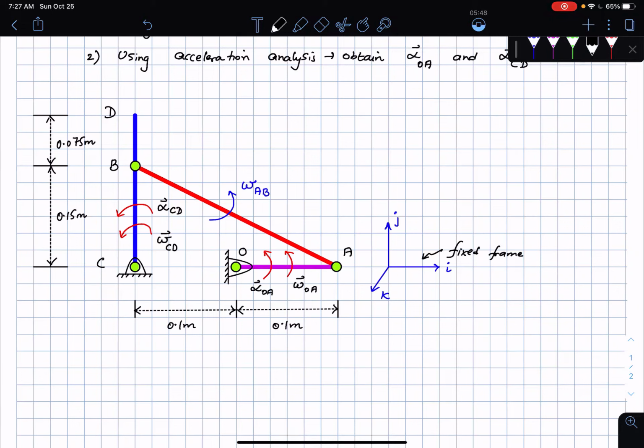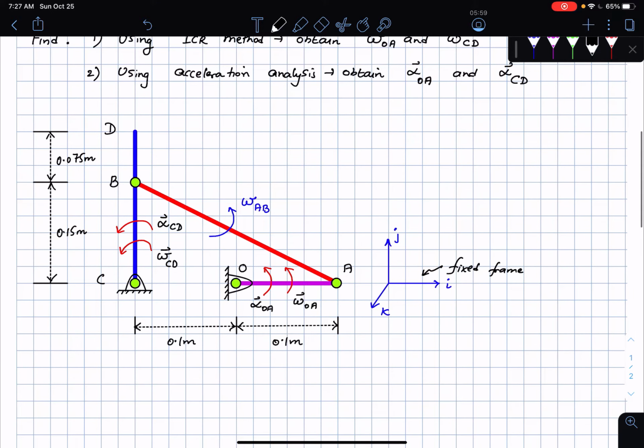Fixed frame, it can be either fixed outside the body at a fixed point, or on the body I can fix it at point O or point C, which are both fixed points. Okay, all right, things that I know in this problem.